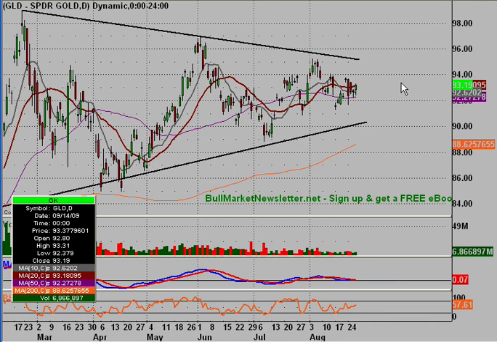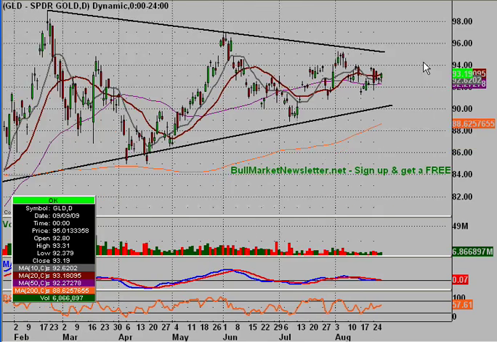But as I've been saying, what we want to see as consumers and so forth is gold fall to the downside. Now, if you own gold, obviously you wouldn't mind seeing it go up. But from just an economic standpoint, and for commodity prices and so forth, I'd like to see it come here and fall down through that trend line.